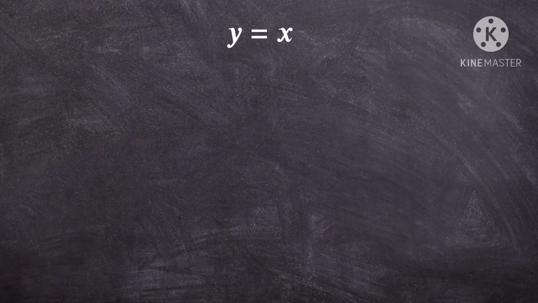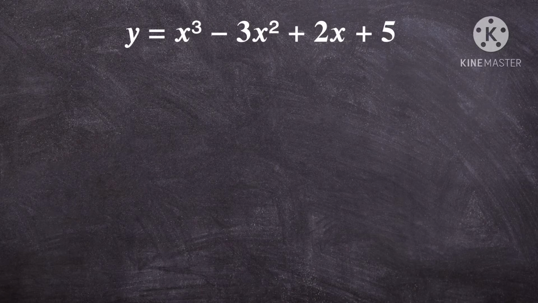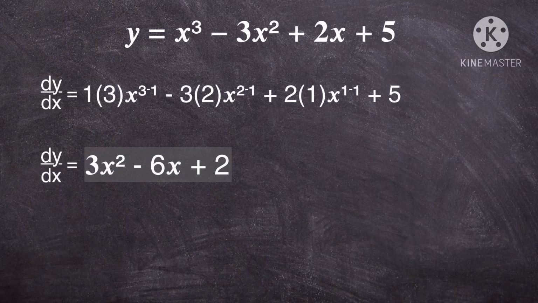Derive the function using the standard formula developed in Lecture 3. So, as we can see, the function y equals x cubed minus 3x squared plus 2x plus 5 is derived by using the power rule and the derivative of a sum. The result is dy over dx equals 3x squared minus 6x plus 2.